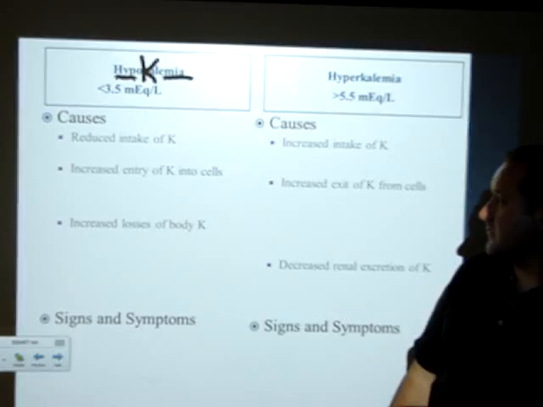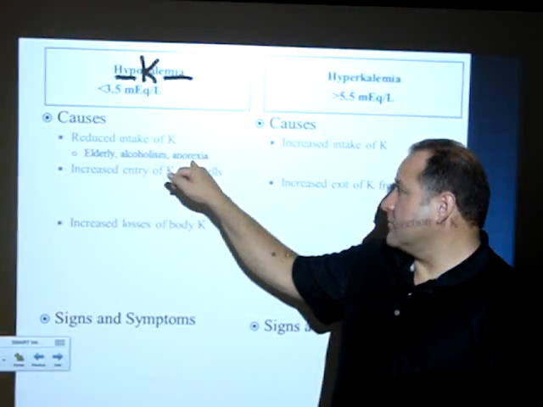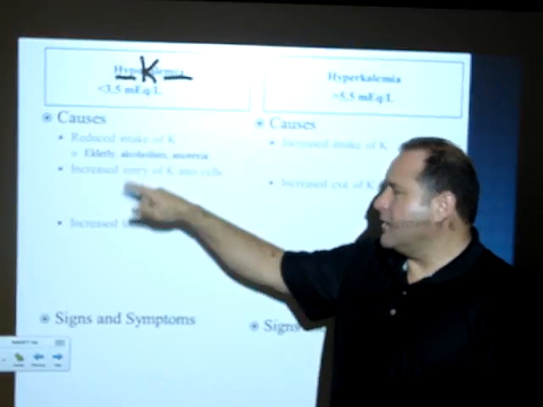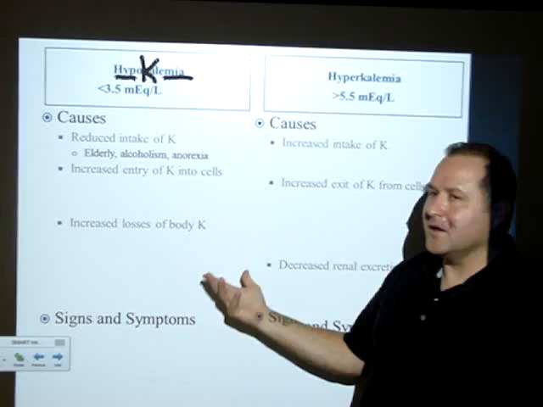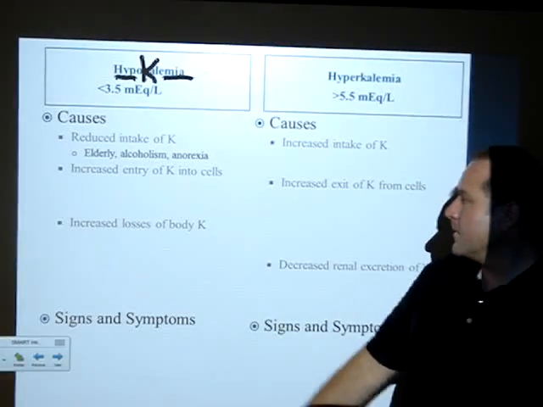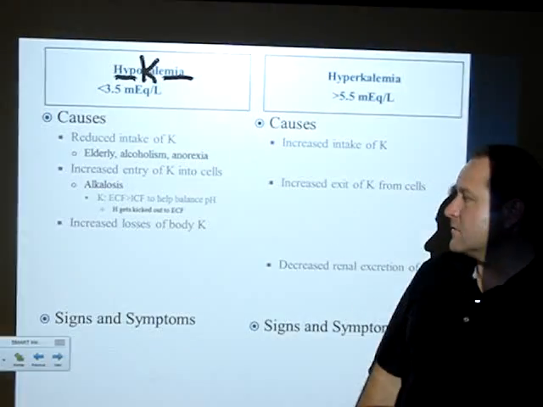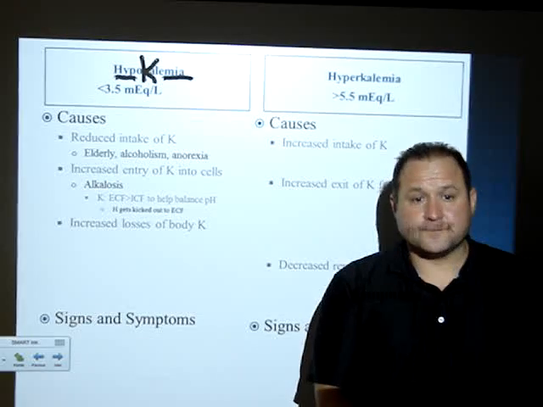Okay, who gets those kind of things? Well, maybe the elderly again. Anorexia, of course, if you're not eating enough. That's true of a lot of things. And alcoholism has a very unique relationship with potassium and not getting enough of it. Okay? Increased entry of potassium into the cells, of course. We'll talk about alkalosis and acidosis in the next video.